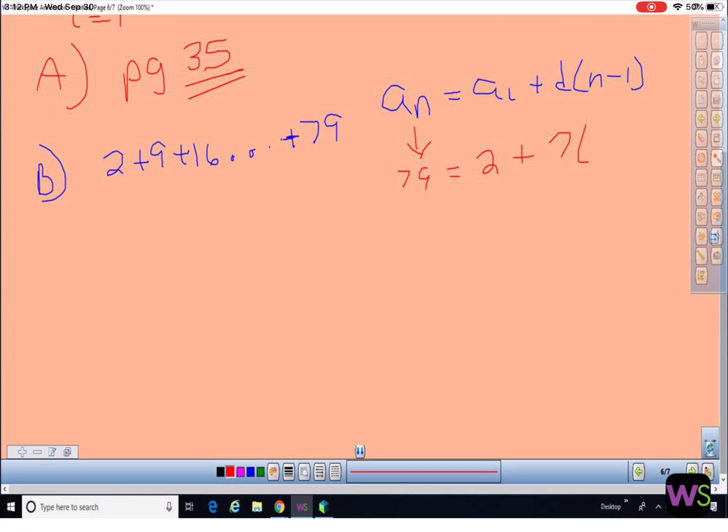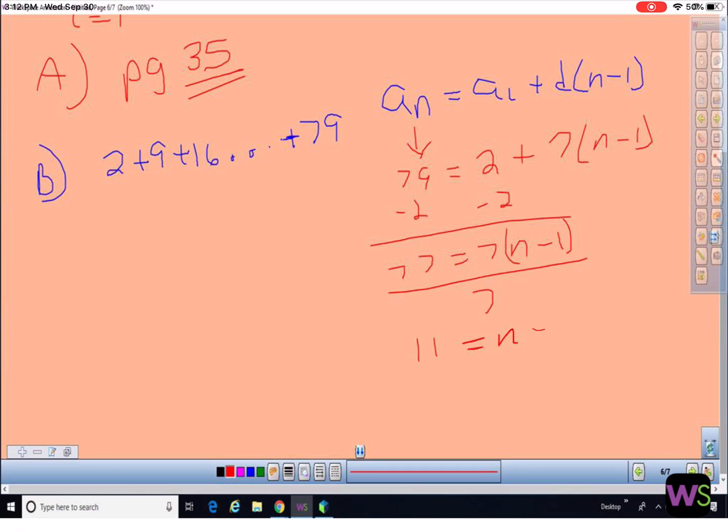The difference they're telling us is 7 and A of 2. So basically I'm looking for n. So I have n minus 1. So I solved this out. So I'd be subtracting 2, subtracting 2. So I have 77 is equal to 7 times n minus 1. So I would divide through by 7, make it 11, which is equal to n minus 1, plus 1, plus 1. So 12 is equal to n.